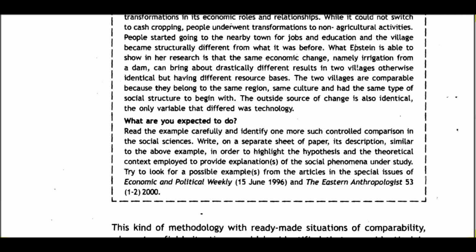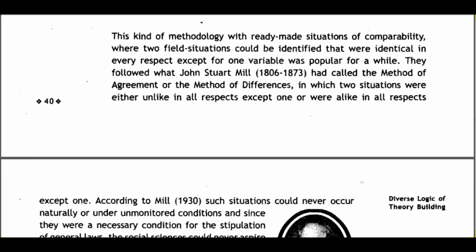What are you expected to do? Read the example carefully and identify one more such controlled comparison in social sciences. Write on a separate sheet of paper its description similar to the above example in order to highlight the hypothesis and the theoretical context exploited to provide explanation of the social phenomena under study. Try to look for possible examples from the articles in the special issues of Economic and Political Weekly and the Eastern Anthropologist.